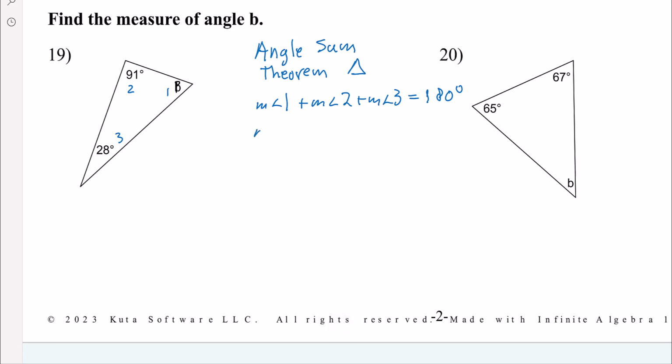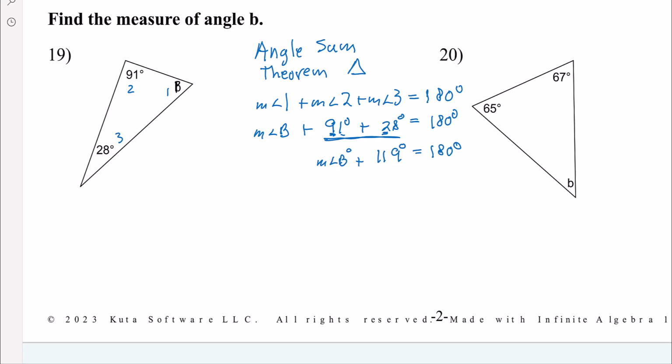Well, in this case, B is one of the angles. Angle 2 is 91 degrees. Angle 3 is 28 degrees. Well, we can add these two things together. 1 plus 8 is 9. 9 plus 2 is 11. So the measure of angle B in degrees plus 119 degrees is 180.